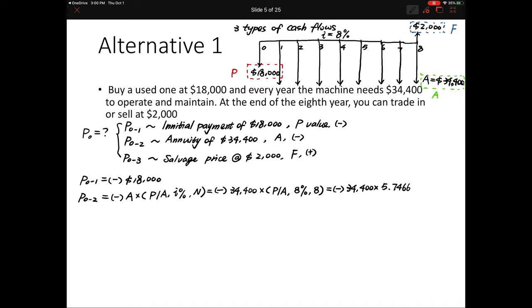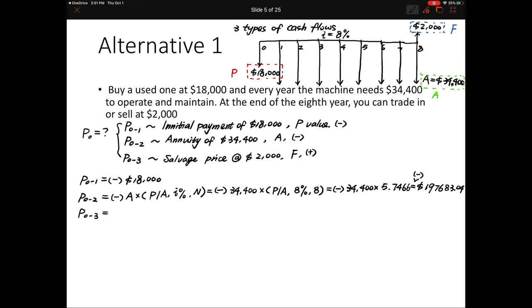$5.7466, okay, and the final result is, don't forget about the negative sign, it is 1976.83.04, okay. So that is the present value coming from the annuities.